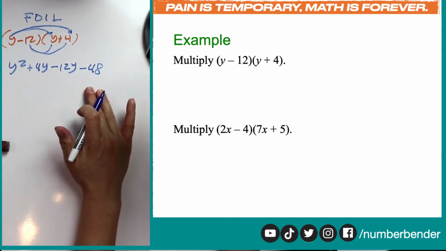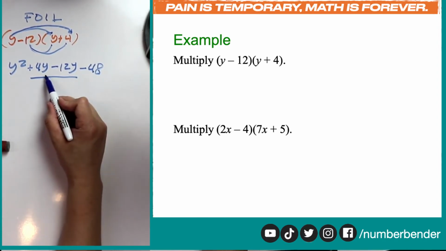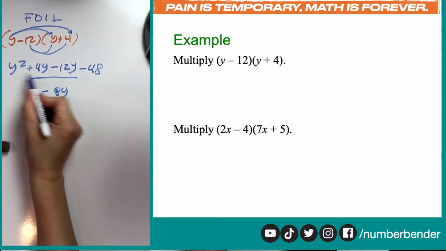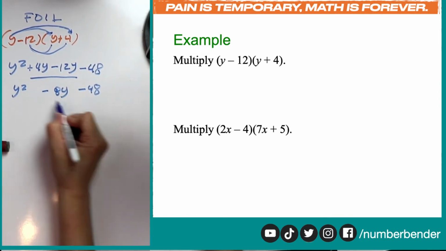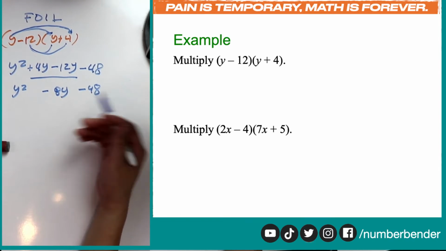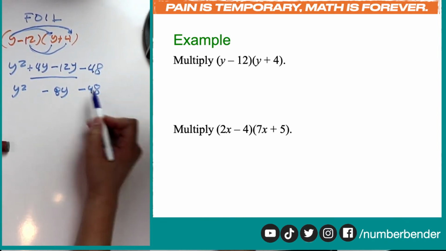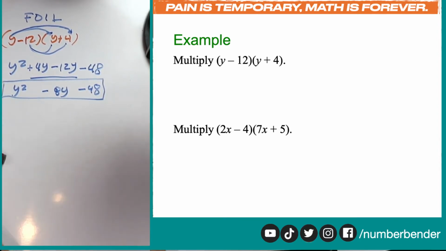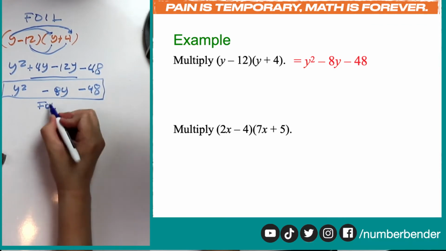And from here, we can still simplify our polynomial by combining like terms: 4y minus 12y will give us negative 8y. The y squared and negative 48 stay the same because there are no like terms anymore. So y squared minus 8y minus 48 will be our product for y minus 12 times y plus 4 using the FOIL method.